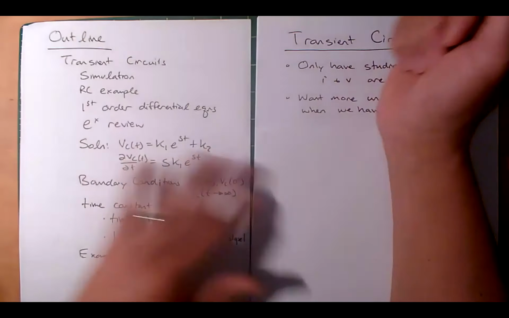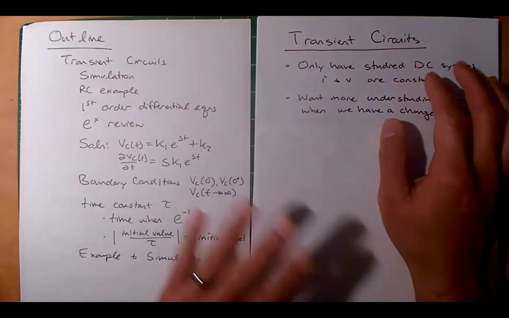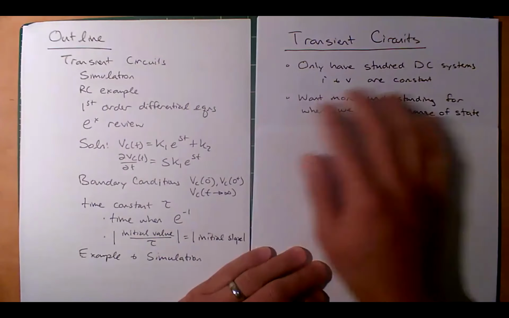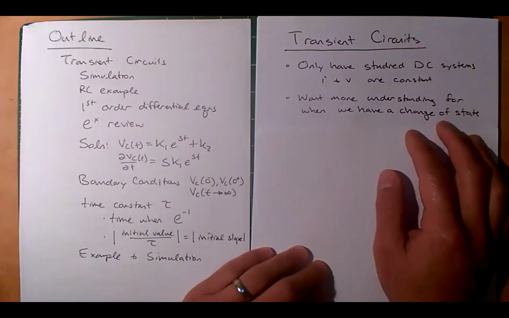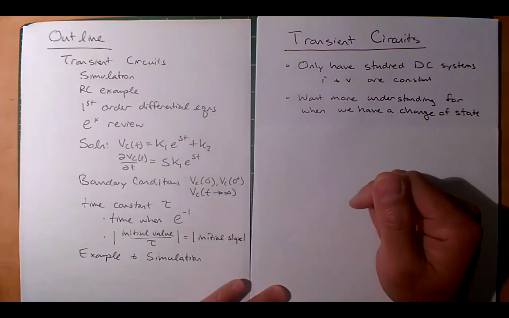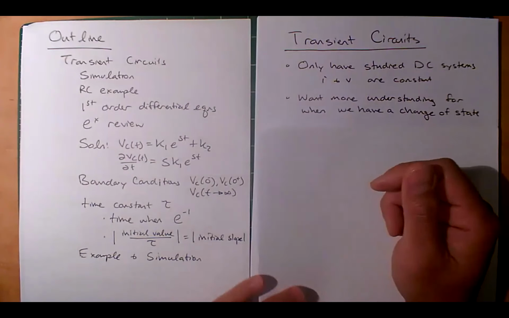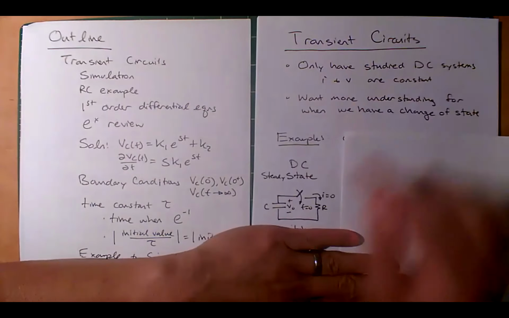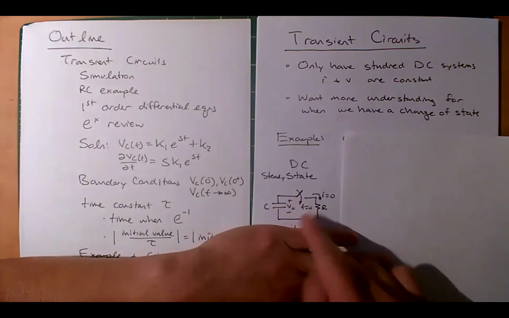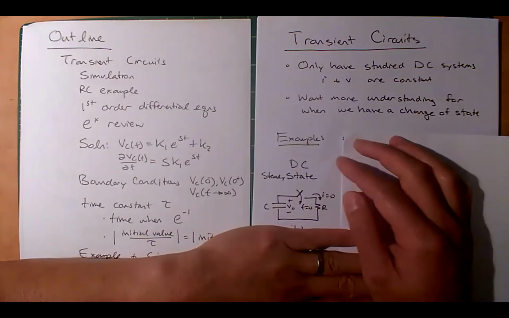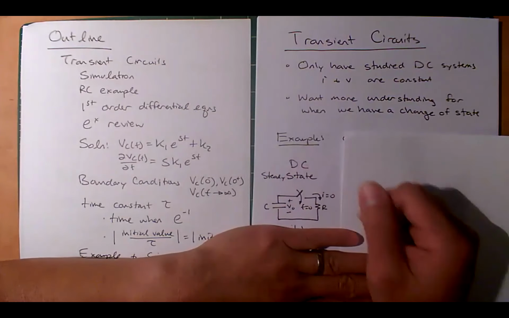Okay, so let's begin. Transient circuits. Right now we've only studied DC systems, when I and V are constant, not changing, right? No switches or anything. But we want to have a better understanding when we do get a change in state. So here's a simple example. Imagine you have a capacitor, a switch, and a resistor. When the switch is open, no current is there. And so we can consider this steady state.